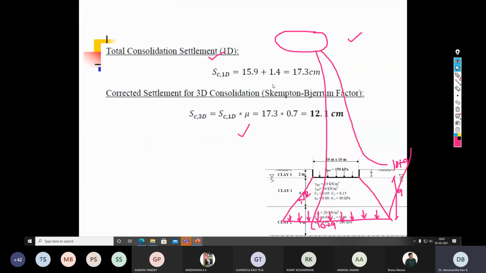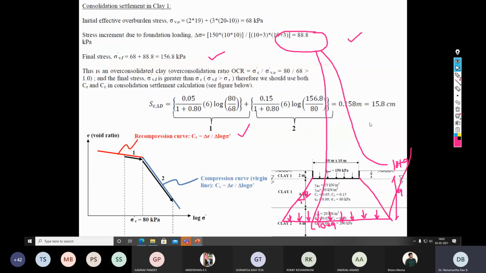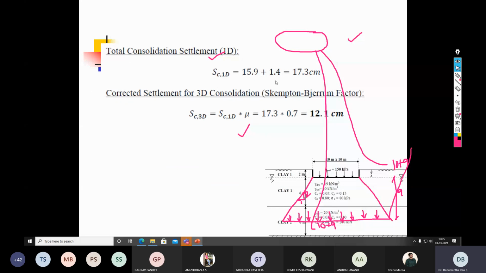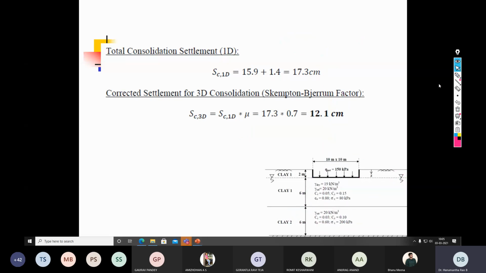So then once it is calculated, sum up layer 1 and layer 2. For layer 1 it is 15.8 centimeter, and for layer 2 it is 1.4 centimeter. So the summation is 15.9 plus 1.4, that is 17.3 centimeter. And this is for 1D settlement. Suppose you want the corrected settlement for 3D consolidation, simply multiply 17.3 by a correction factor mu, which is given as 0.7. So it will be 12.1 centimeter.